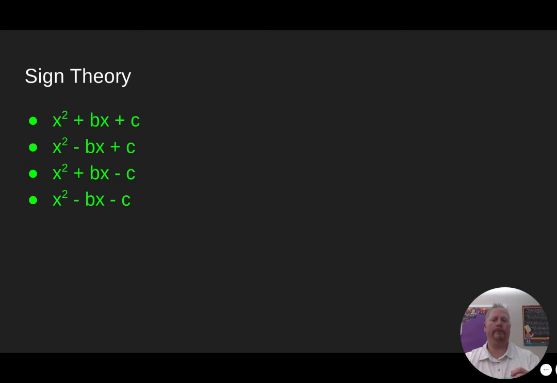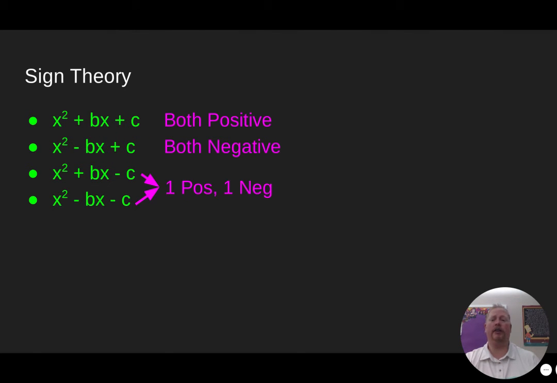So to sum up, if we take a look at all the different ways we can have the signs, if both b and c are positive, that means the two numbers you're looking for are both positive. If your c is positive but your b is negative, that means you're looking for two negative numbers. Whereas if your c value is negative, it's just going to be one positive and one negative. And I'm not so concerned about your b value. Okay? That's the main idea I want you to get with sign theory. So let's try a few examples.